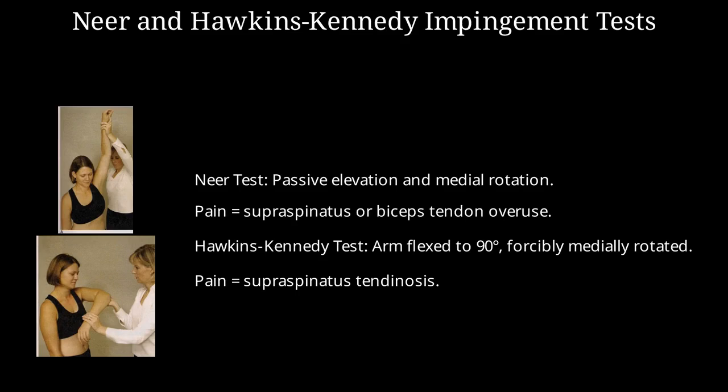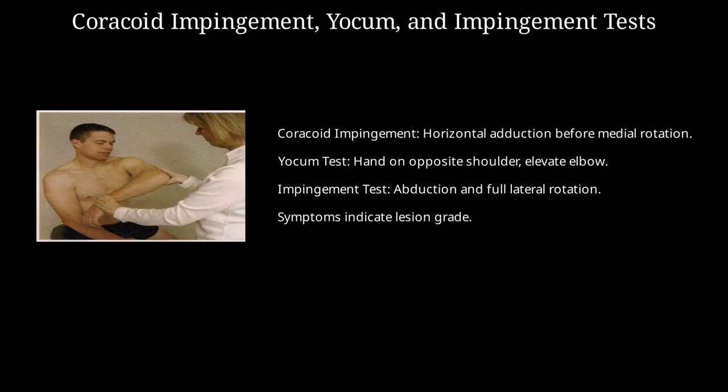The Hawkins-Kennedy test flexes the arm to 90 degrees and forcibly medially rotates it. Pain suggests supraspinatus tendinosis. The coracoid impingement sign is a variation of the Hawkins-Kennedy test with horizontal adduction. The Yocum test modifies the coracoid test by placing the hand on the opposite shoulder and elevating the elbow. The impingement test involves abduction and full lateral rotation, with symptoms indicating lesion severity.